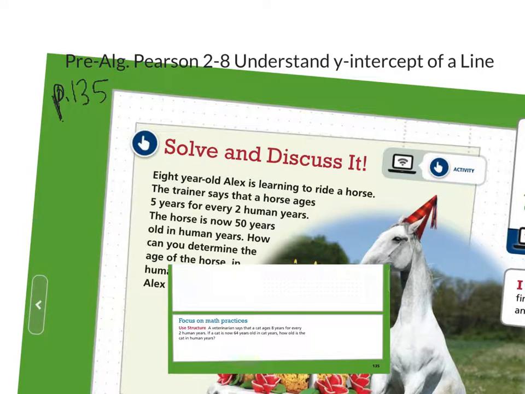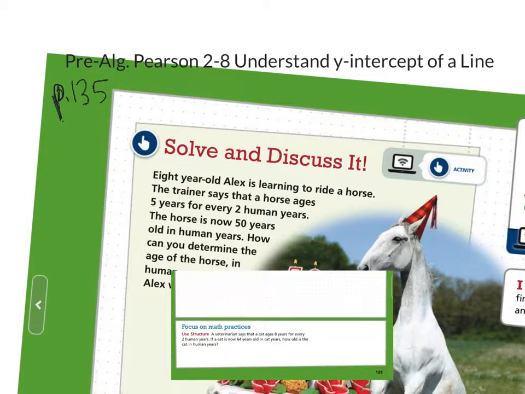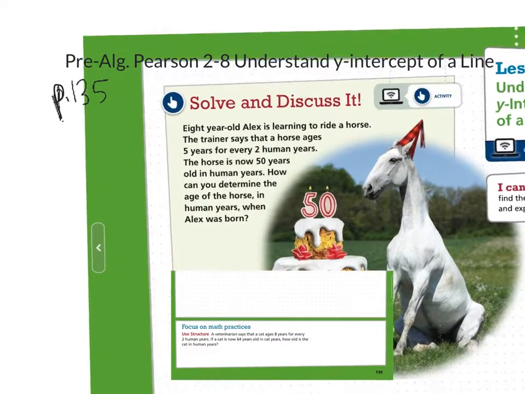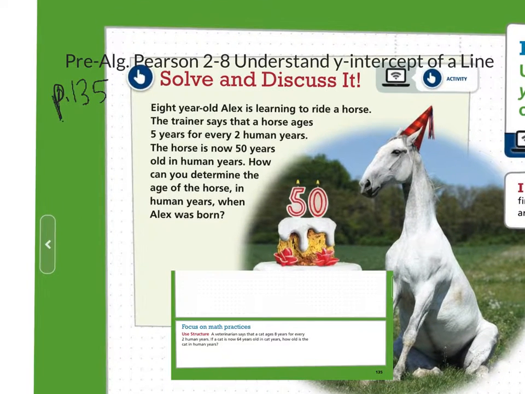So, it says 8-year-old Alex is learning to ride a horse. The trainer says a horse ages 5 years for every 2 human years. The horse is now 50 years old in human years. How can you determine the age of the horse in human years when Alex was born?